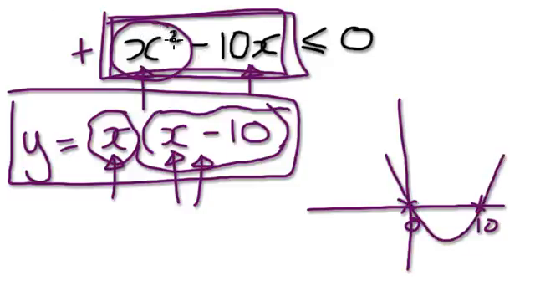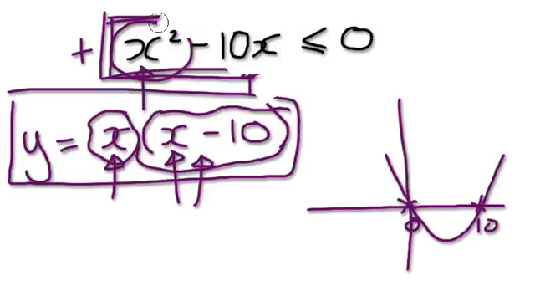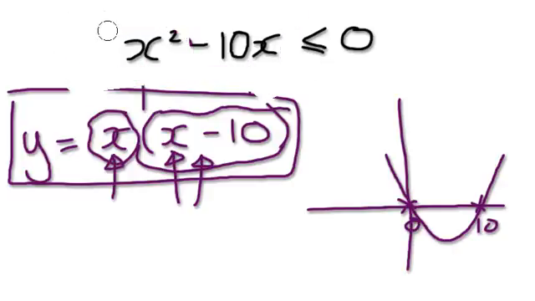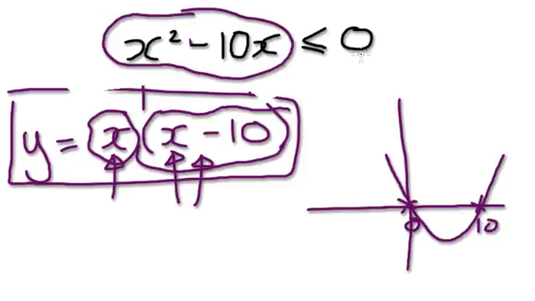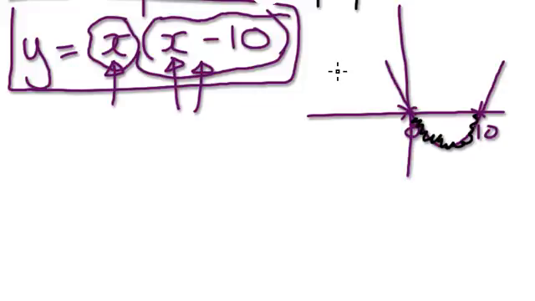Now looking at this, hang on, let me clear this up. Looking at this here, you want the whole thing to be less than or equal to 0. So everything in here is good, and everything out here is bad. All of the region inside here gives you less than or equal to 0. So your number line will look like this.